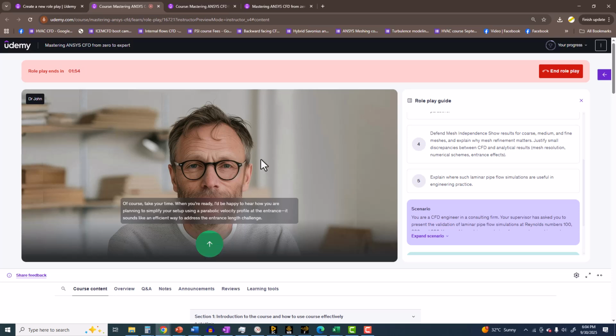Actually, I did. I can handle this by modeling only the fully developed region, and I can remove my entrance region by providing the velocity profile through a UDF or the expressions. So that will address that challenge.